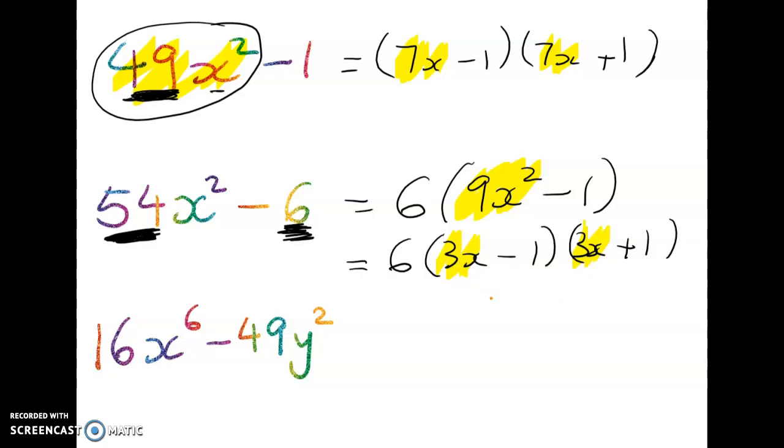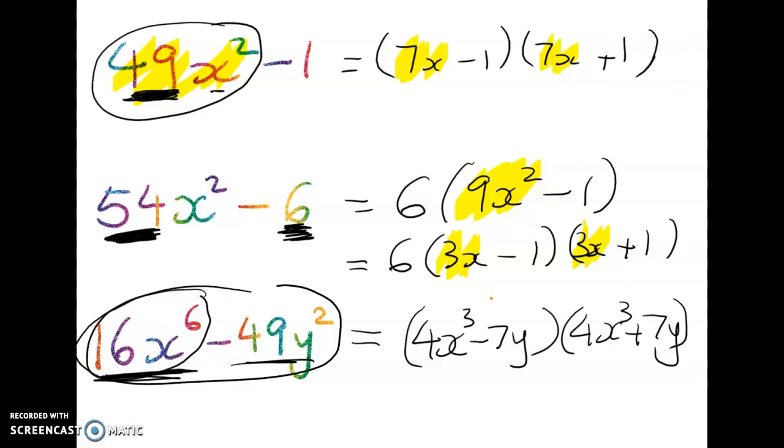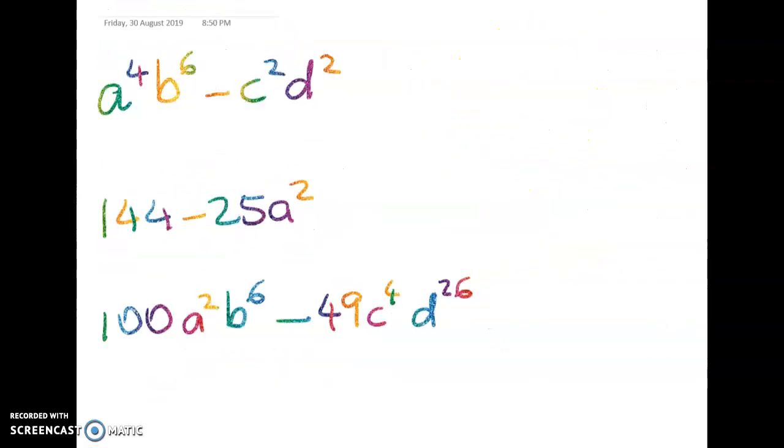Right, we're going to follow the same pattern now. We're just looking at each term and figuring out the square root. So the square root of 16x to the power of 6 will be 4 times x cubed minus 7y, and then 4x cubed plus 7y. So notice how the examples are gradually looking messier, right? On to the next ones.